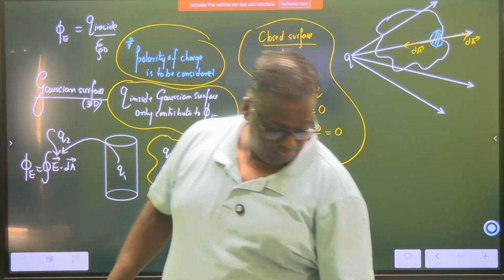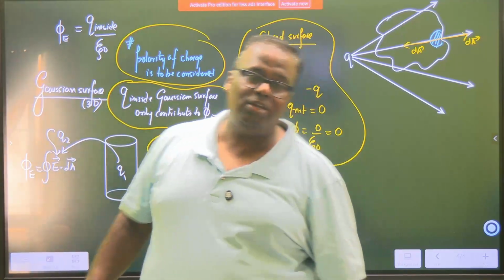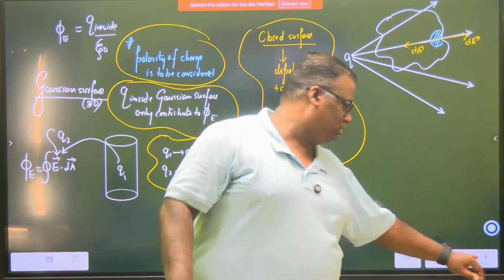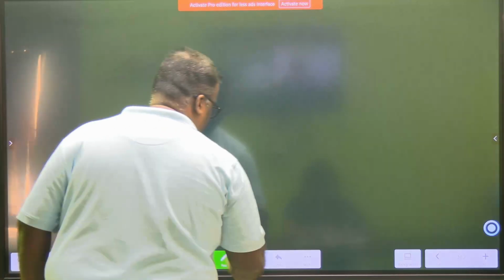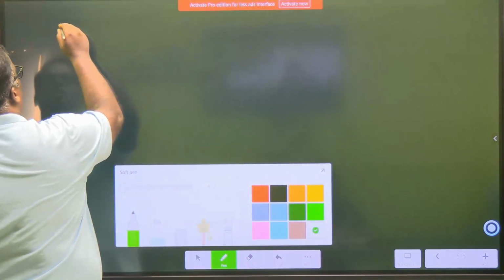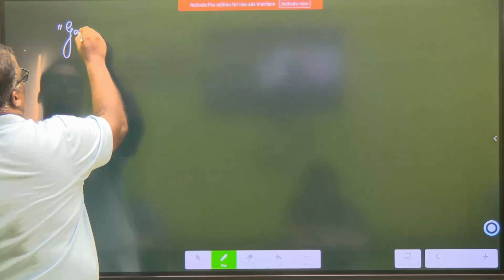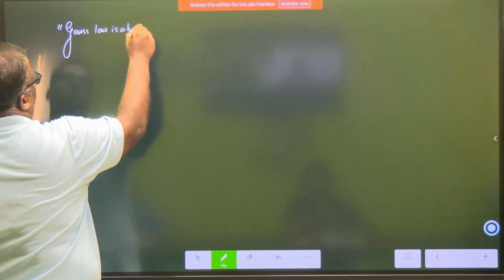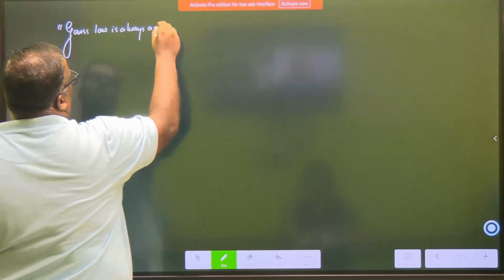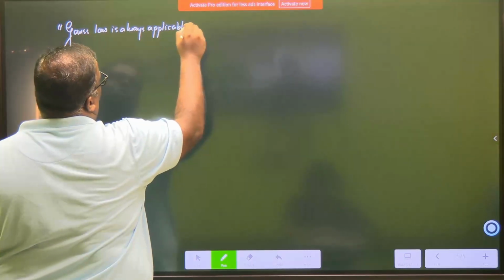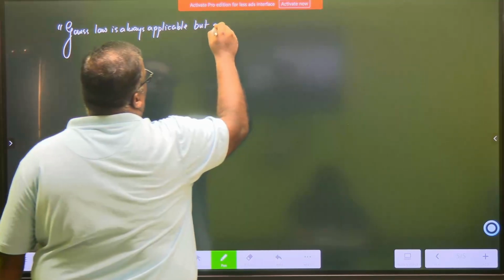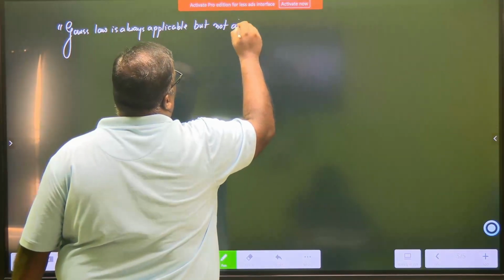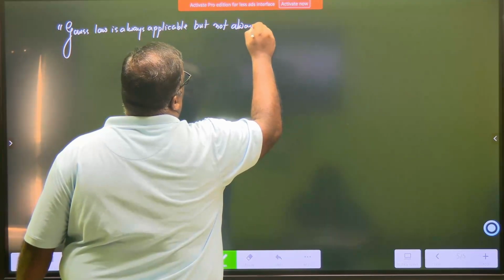Okay. Now, when to apply Gauss law and when not to apply Gauss law. Some statements we will see and we will write. There's a very nice statement, and that statement says Gauss law is always applicable. It's a law, so it will always be applicable, but not always helpful.